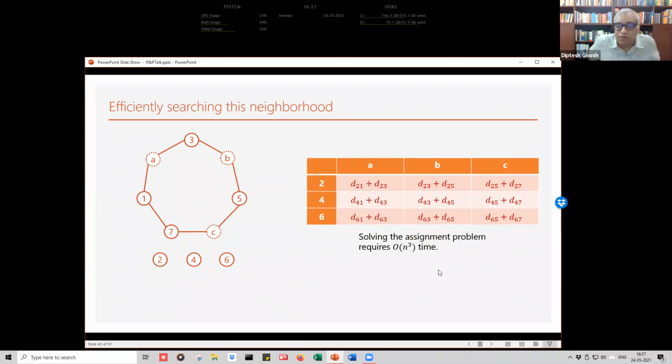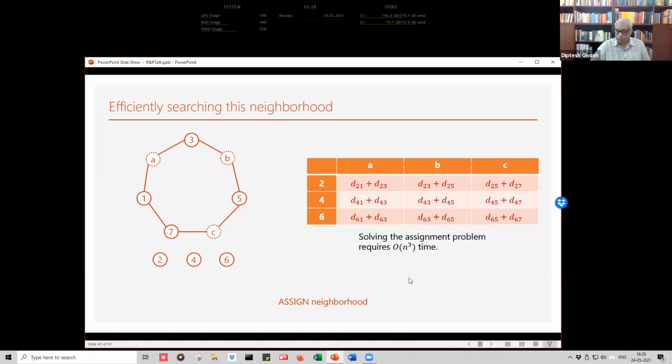So therefore, if you have a large size of a traveling salesman problem, that kind of exponential neighborhood has potentially order n factorial neighbors, where the best neighbor can be computed in order n cube time. So that was a neighborhood which is called the assignment neighborhood, the assigned neighborhood.